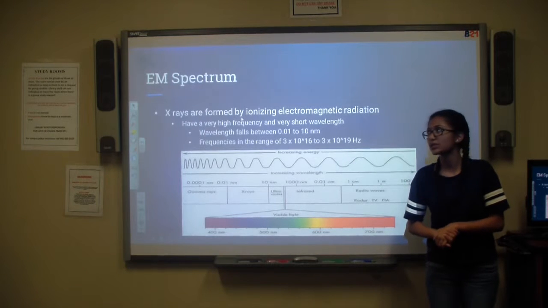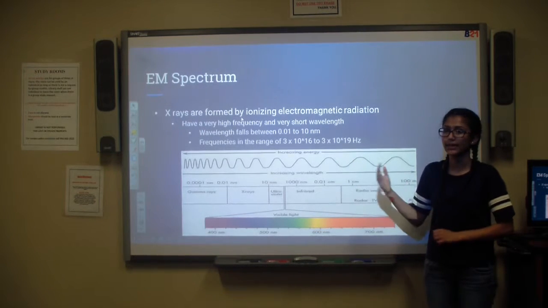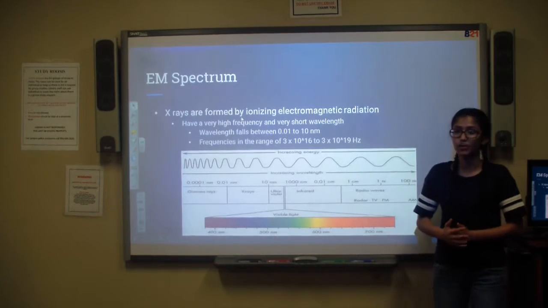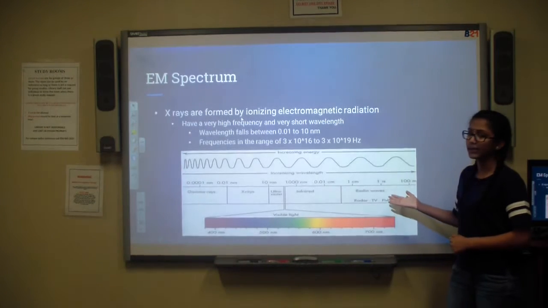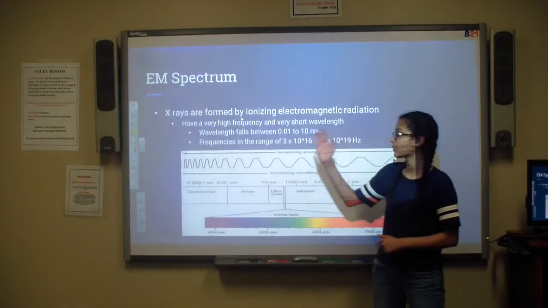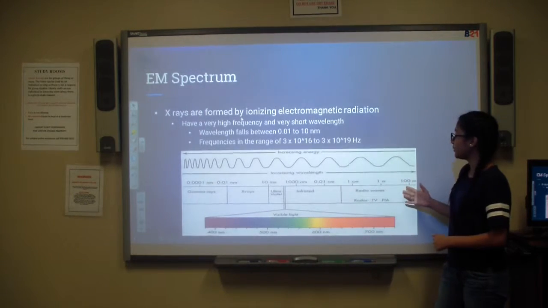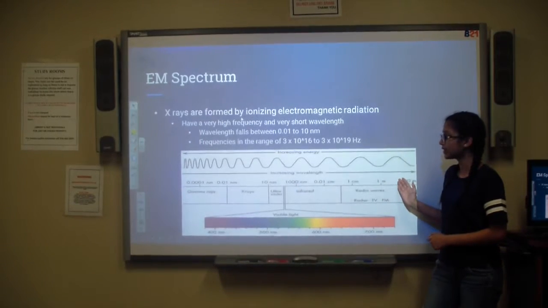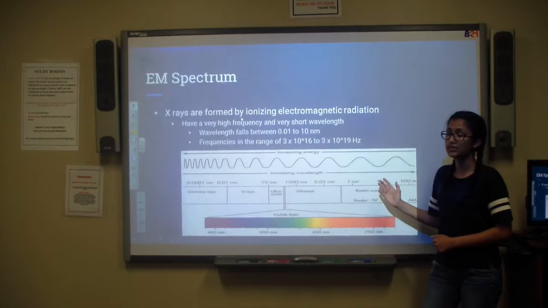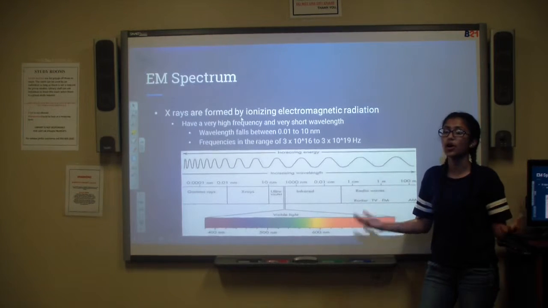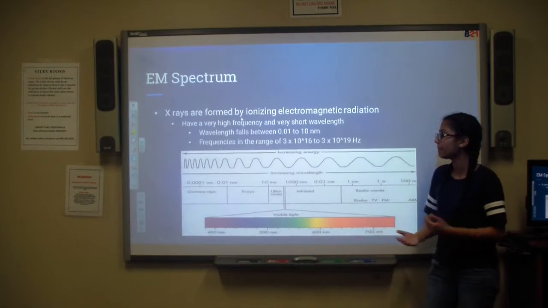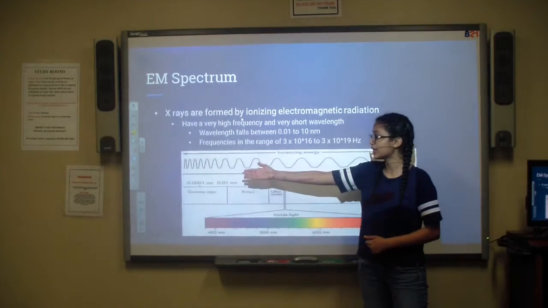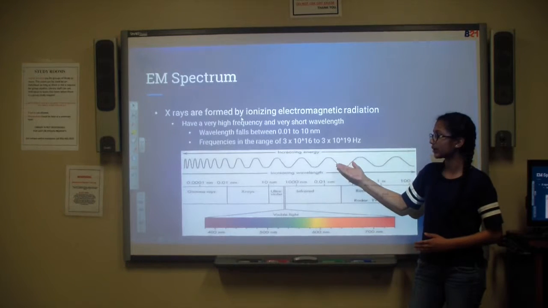So an important physics concept that applies to X-rays is the electromagnetic spectrum. X-rays are formed by ionizing electromagnetic radiation. If you look at this image, we see that it starts with gamma rays and moves to radio waves. As we move to the right, the wavelength increases as the frequency decreases because wavelength and frequency are inversely proportional to one another. At the same time, as the frequency increases, approaching gamma rays, the energy also increases.